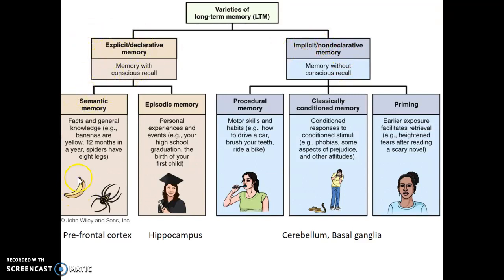Explicit, you can think of it like this. If I have to know a banana is yellow, a spider has 8 legs, or there are 12 months in a year, as examples, these are facts. The memory I carry of facts and general knowledge, involving the prefrontal cortex, is called semantic memory. And episodic memory is when I know something from my personal experience, like my graduation date and the birthday of my mom or my sister. It is based on episodes that you recall. This is the more conscious part, the hippocampus of your brain.